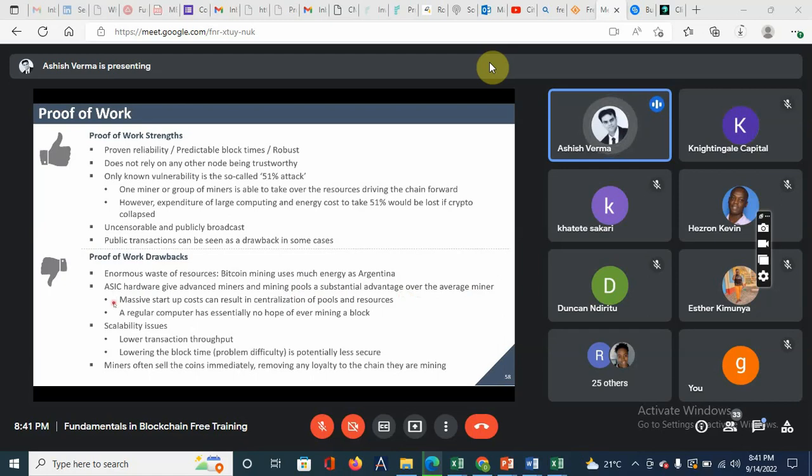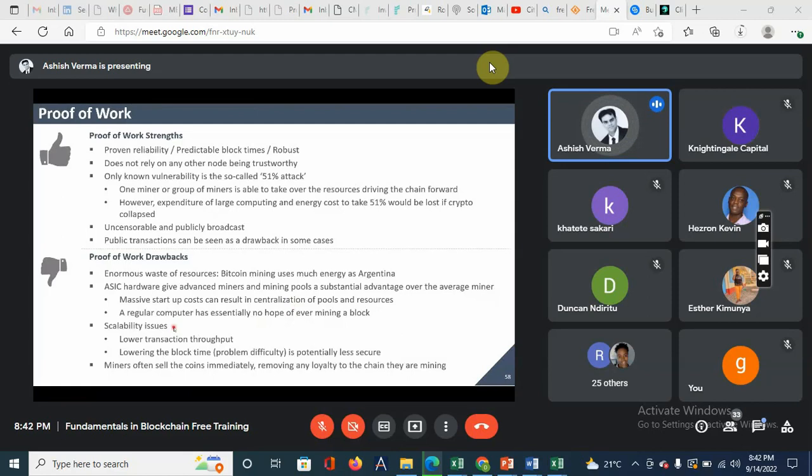So if I want to mine, let's say, Bitcoin from my laptop, I will not be able to do that, because there are a lot of miners using very high-efficiency, very high hash rate machines, which are ASICs. People who hold these machines have leverage over people who hold small laptops like us. A regular computer has essentially no hope of ever mining a block because the computation power is very small.